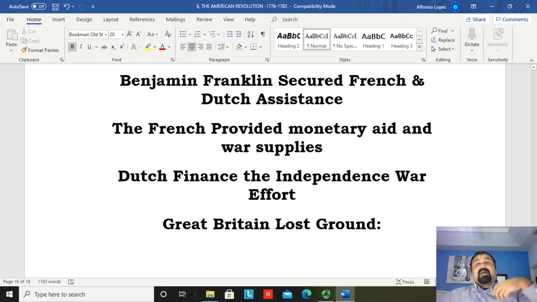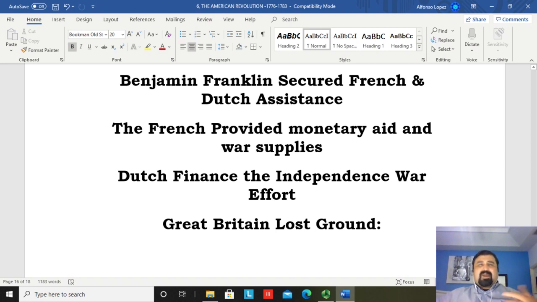So Benjamin Franklin from Pennsylvania will be sent to France and to Holland in order to secure an alliance, assistance, in other words, from France and Holland. Again, because the colonists needed financial aid and also war supplies, like gunpowder, etc. In fact, 90% of the gunpowder that the colonists, George Washington, the Continental Army actually used during this war came from France.